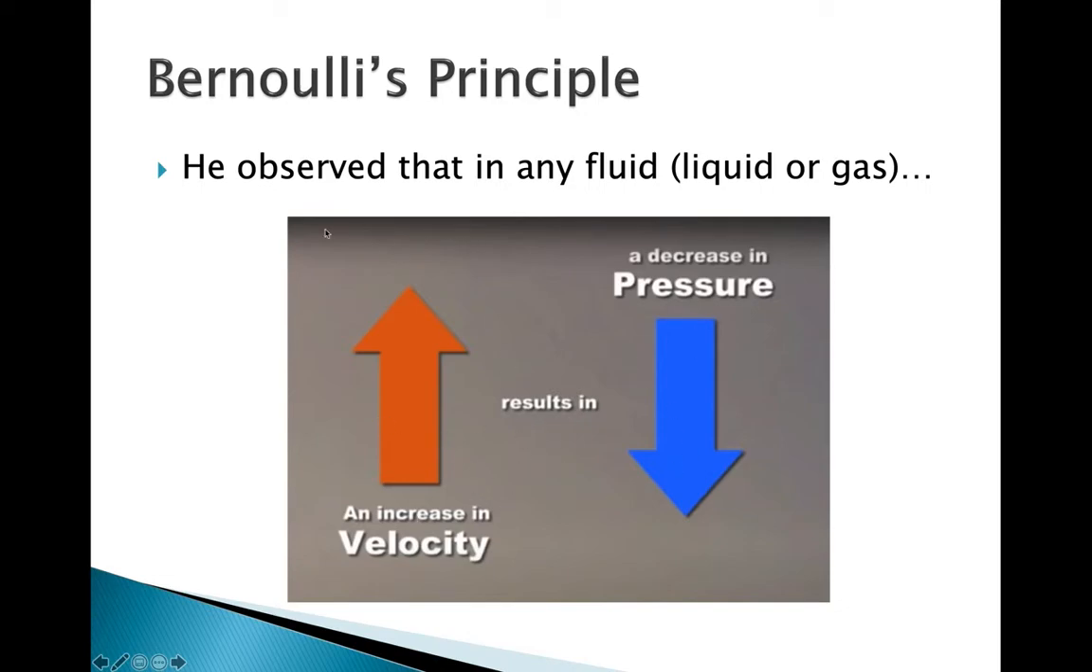He observed fluids, which were both liquids and gases. He knew that they had very similar principles. That is the velocity. Velocity is speed. As the velocity increases, that results in the pressure going down. So as it's moving faster, there's less pressure. That's really easy to get mixed up, but we're going to do some demonstrations to further understand this principle.